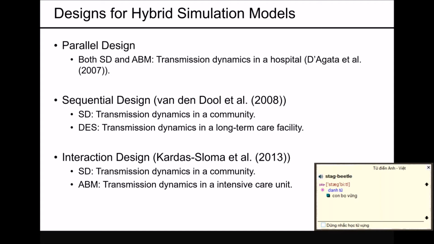The next design is the interaction design. The study from Kadasloma in 2013 used an agent-based model to simulate the spread of MRSA among patients and healthcare workers in an intensive care unit. This model was coupled with a system dynamics model, which simulated the transmission of MRSA in the community through hospital admissions and discharges. The hybrid model captured the interactive influences between hospital setting and community setting, while the transmission within each setting was grounded in each method.